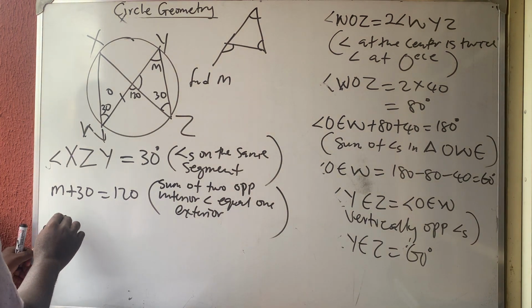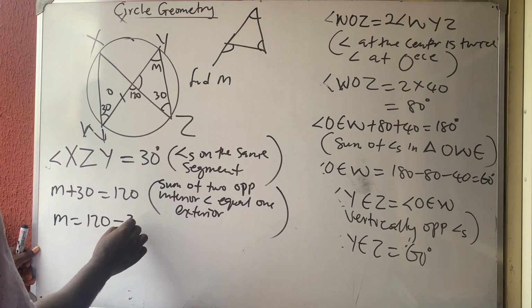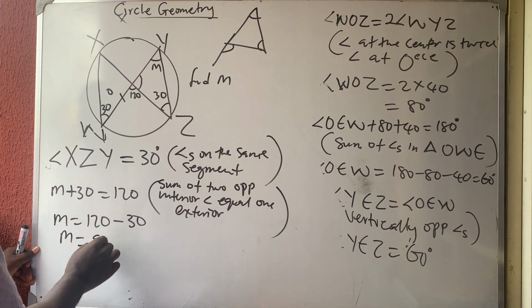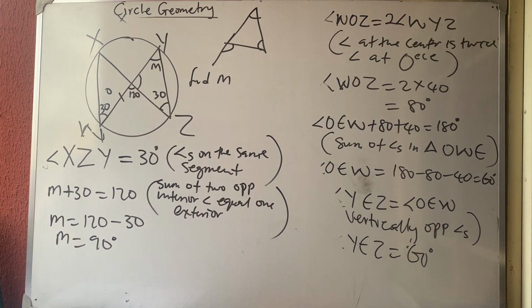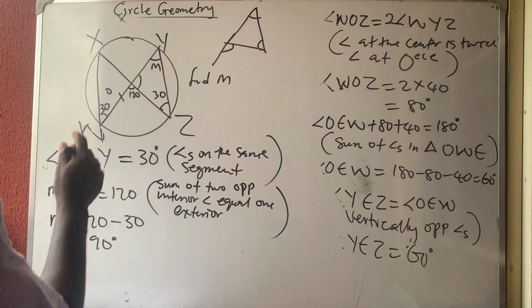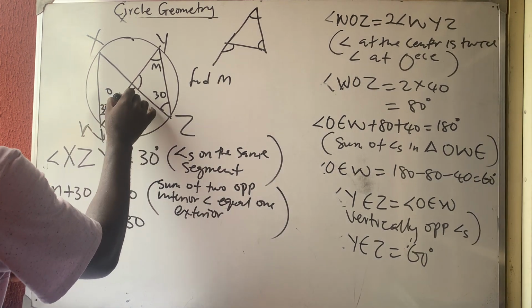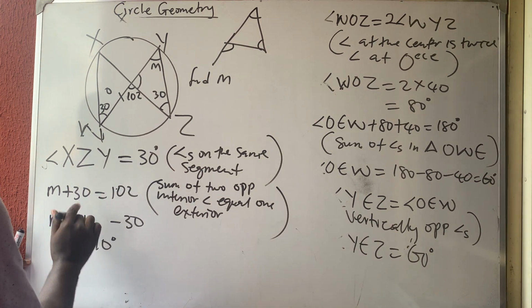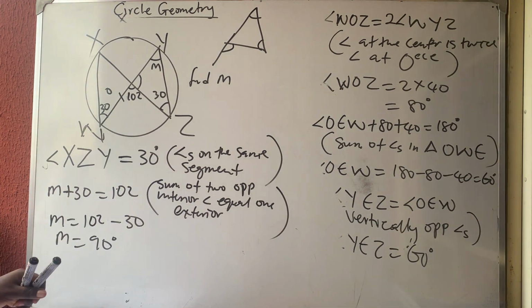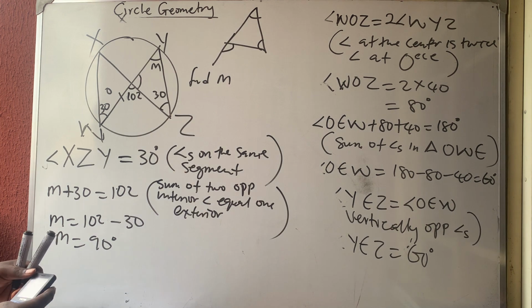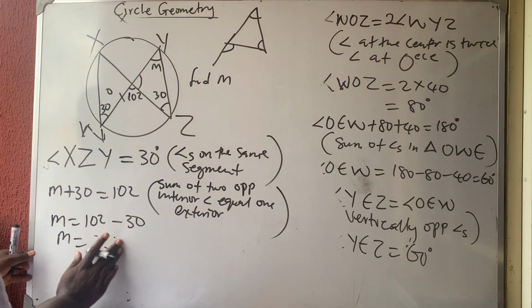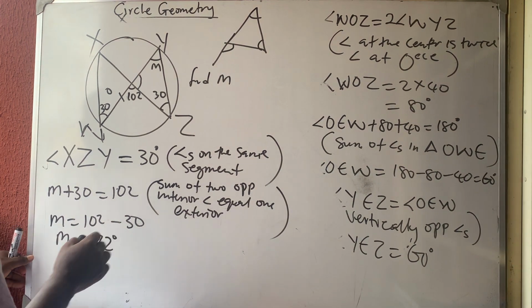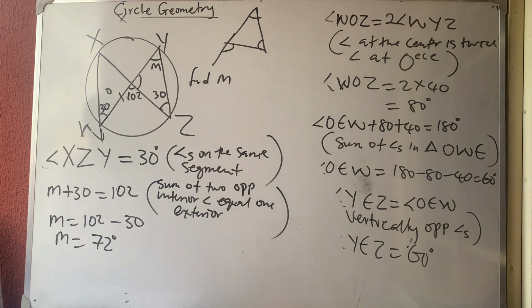So therefore, my M is simply 120 minus 30. So my M is equal to 90 degrees. Sorry, they say that is 102, not 120. So I have 102, so 102 minus 30 is 72 degrees. Correct. All right, so that is that.